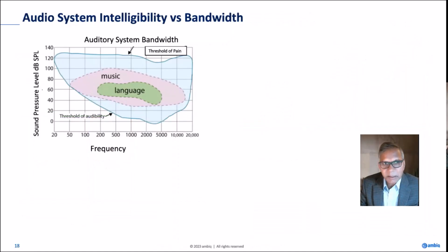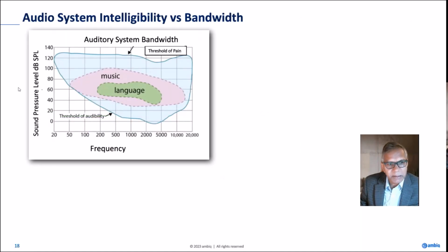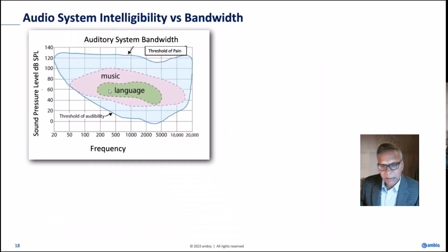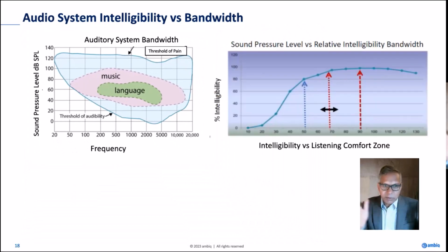Auditory system, intelligibility versus bandwidth. This is straight from the literature. If we plot frequency versus sound pressure level, this curve here is the threshold of pain. This curve is the threshold of audibility, or as we will describe a little later, equal loudness. So this is the human auditory system, 20 hertz to 20K, what you can hear. For music, this curve represents music, 50 hertz to close to 16K. For voice, 150 hertz to around 6,700 hertz. That's where you can get most of the voice. That's in terms of the bandwidth.